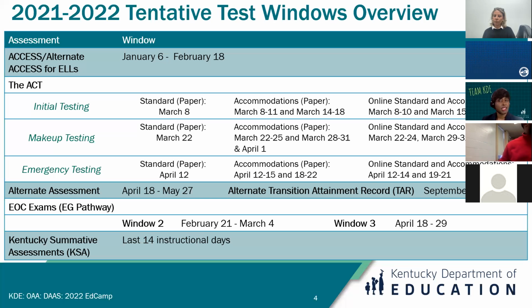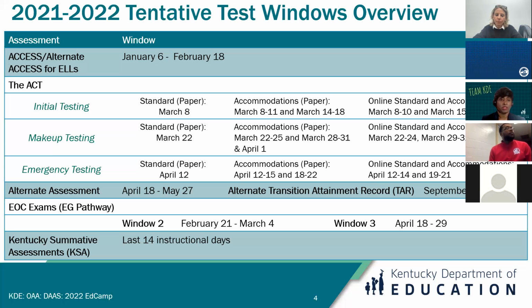And then we have the online standard and accommodations window, which is also March 8th through the 10th, and then March 15th through the 17th. And Jenny's going to talk a little bit more about some upcoming changes within the ACT test, but then we'll have our makeup window. And let me just stress that we really are encouraging our districts to try and get as much of the initial testing done during that initial testing window, just because, as we know, we don't know what to expect during that time, and schools, we hopefully will be in school.